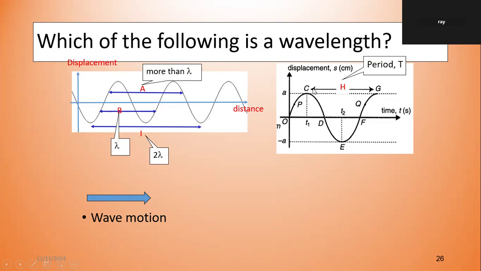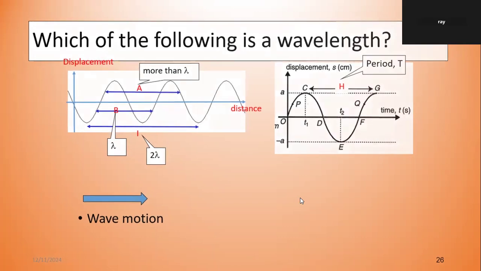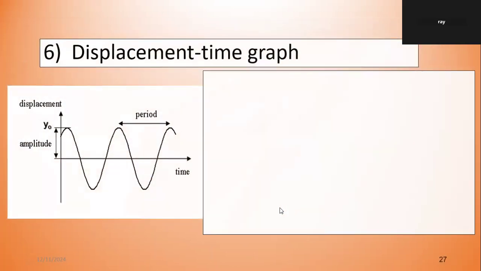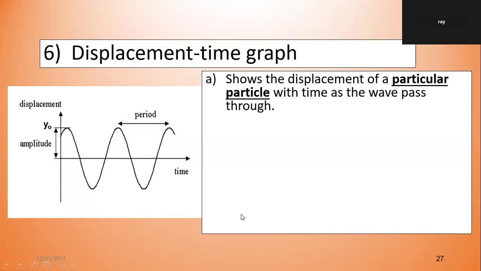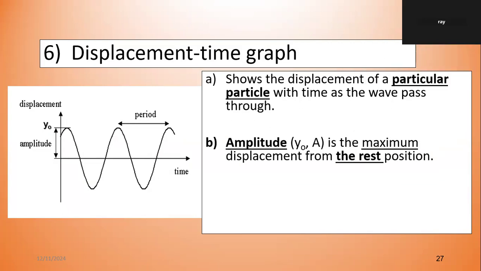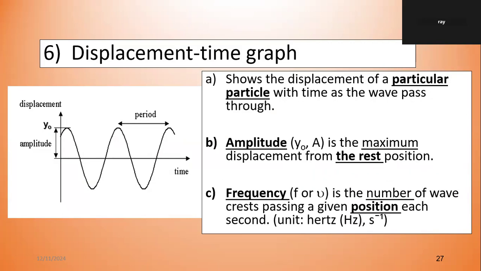Then you have the displacement time graph. Sorry, displacement time graph, where H is called the period. It shows the displacement of a particle with time as the wave passes through. We're looking at a particular particle. As the wave passes through, the particle oscillates up and down, or we call it simple harmonic motion, to and fro, with the same amplitude, the maximum displacement from the rest position.